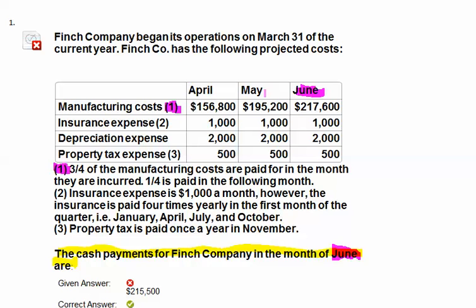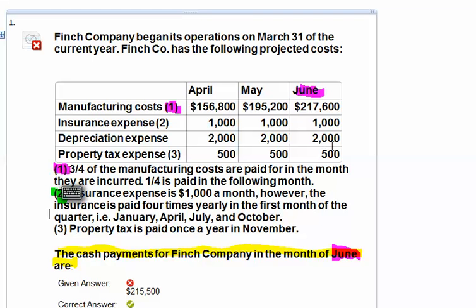Let's continue reading. Insurance expense, footnote number 2, $1,000, $1,000, $1,000. If we read the footnote for number 2, insurance expense is $1,000 a month. However, the insurance is paid 4 times yearly in the first month of the quarter, January, April, July, and October. Did we pay any in June? No, we didn't. So I'm just going to take a shortcut here, and I'm going to cross that out.